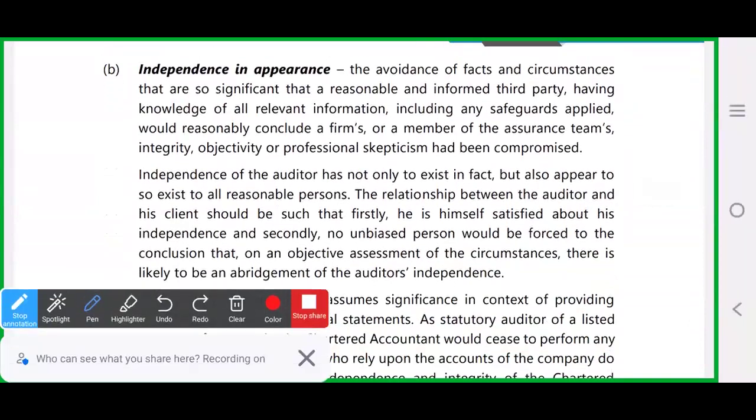Now, what does appearance here actually mean? It means avoiding facts and circumstances that are so significant that a reasonable and informed third party, having knowledge of all relevant information, would conclude that the auditor's integrity, objectivity, or professional skepticism has been compromised.